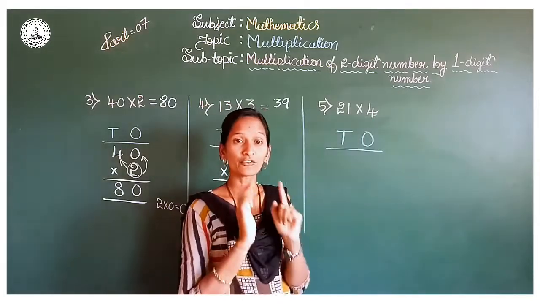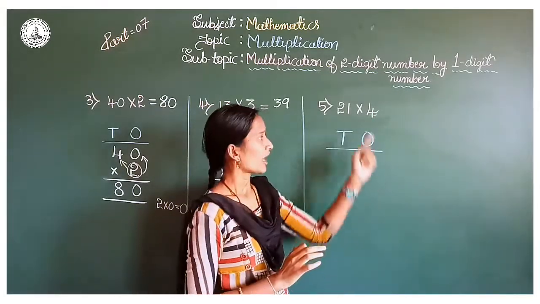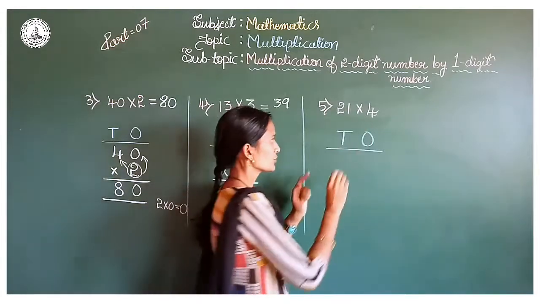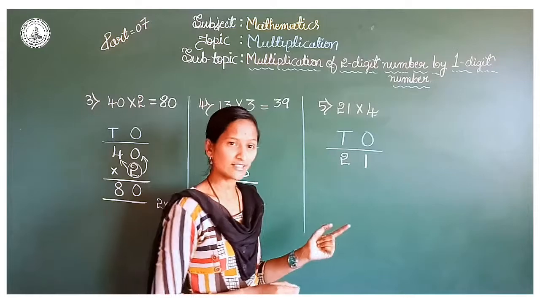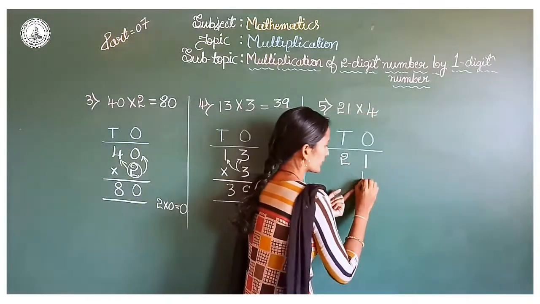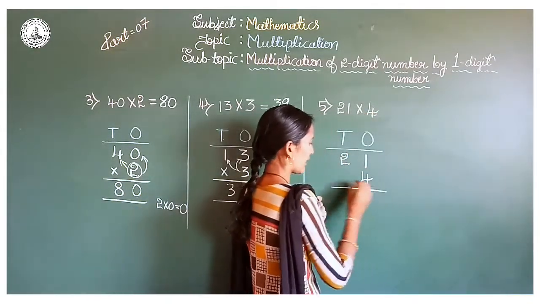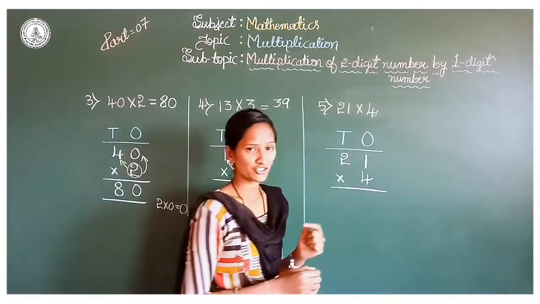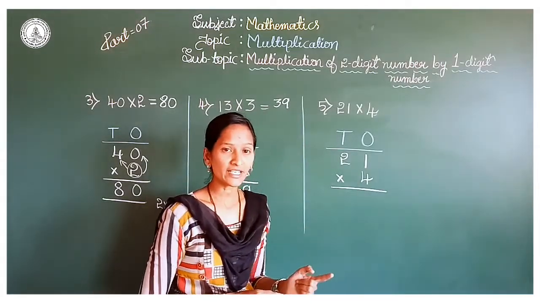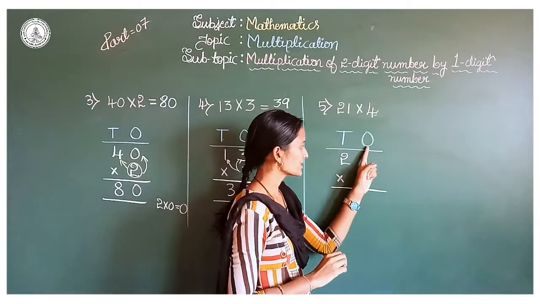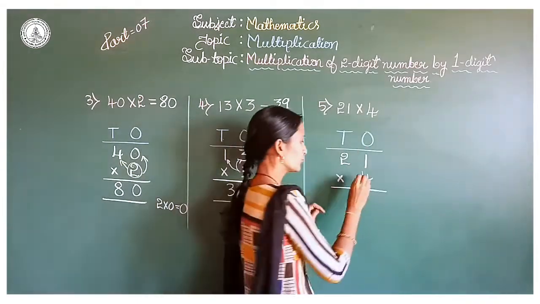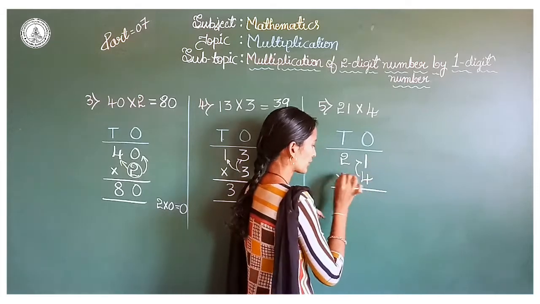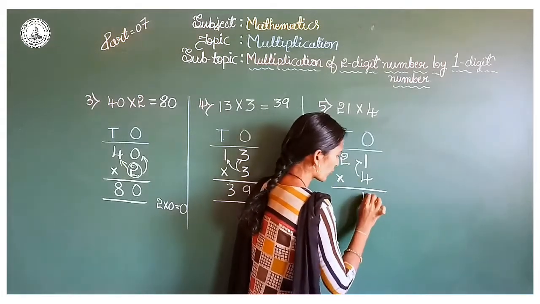In this problem, 21 is the multiplicand and 4 is the multiplier. So write down 21 under the columns of tens and ones. Next, write the multiplier and put the symbol of multiplication here. The next step is to multiply the ones with the multiplier. So here 4 into 1, it is 4.